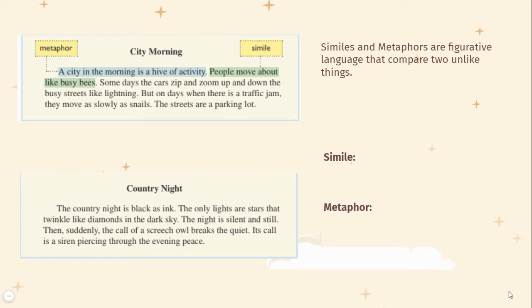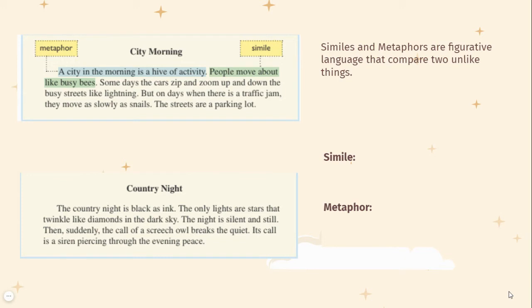Look at the first sentence again. A city in the morning is a hive of activity. This is a metaphor. It compares a city to a hive, a beehive. Read the second sentence again. People move about like busy bees. This is a simile. Like a metaphor, it compares two unlike things, but a simile uses the words like or as. What do the metaphor and simile tell you about the city? It is as busy as a hive of bees.